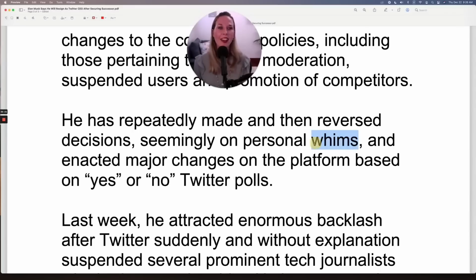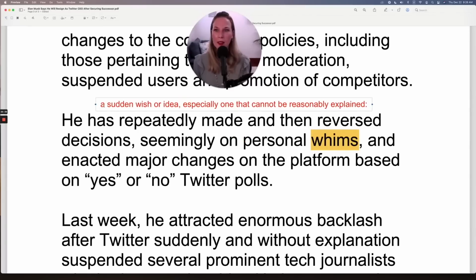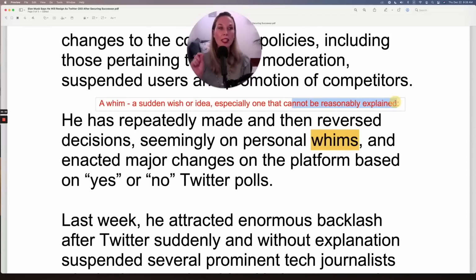I really like this, a whim, on personal whims. Let me explain what this means. This is an idiom, on a whim. Now, a whim is a sudden wish or idea, especially one that cannot be reasonably explained.